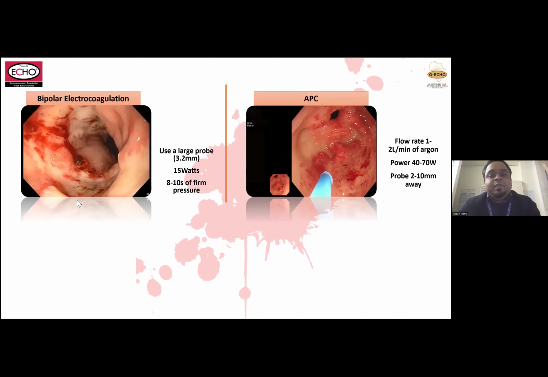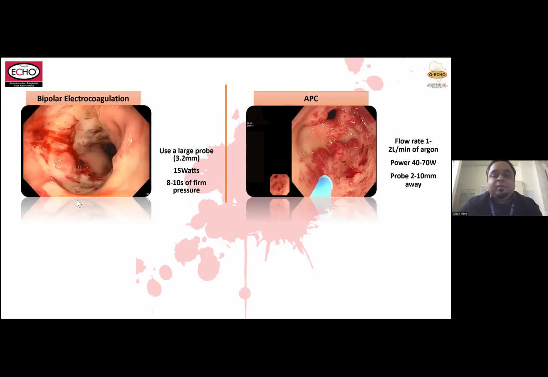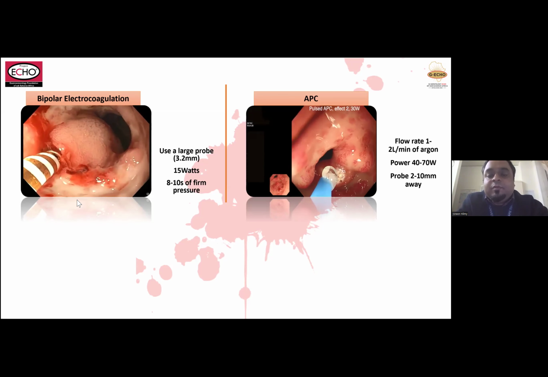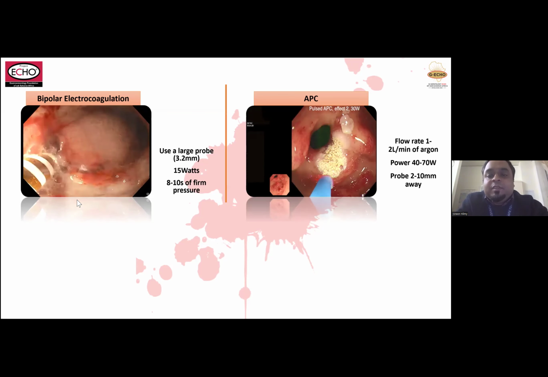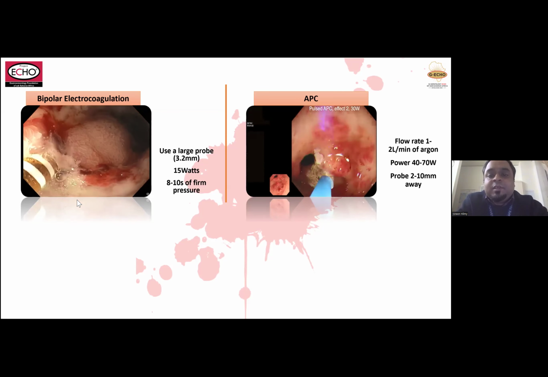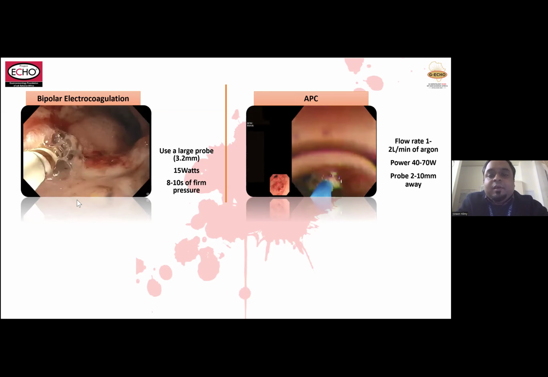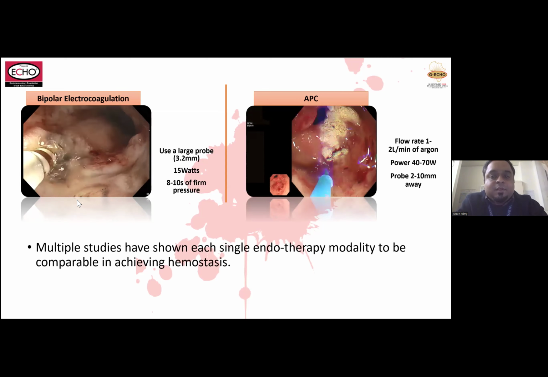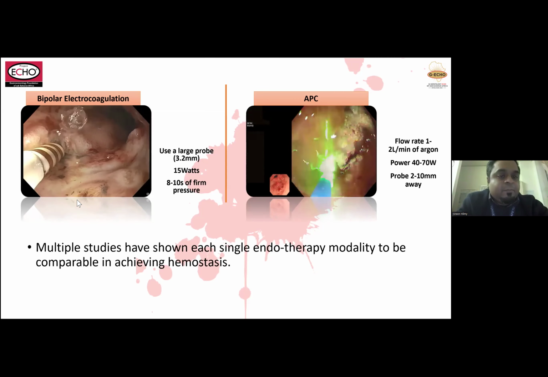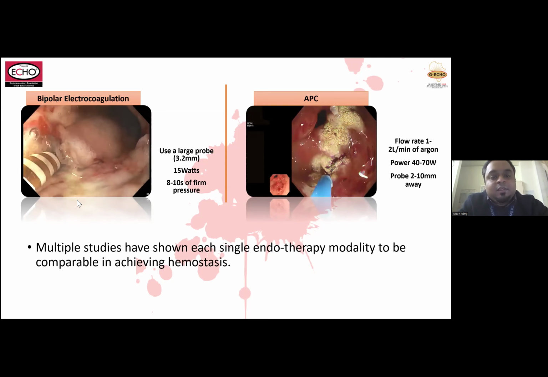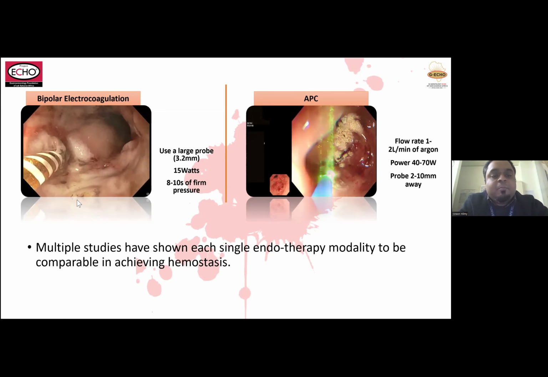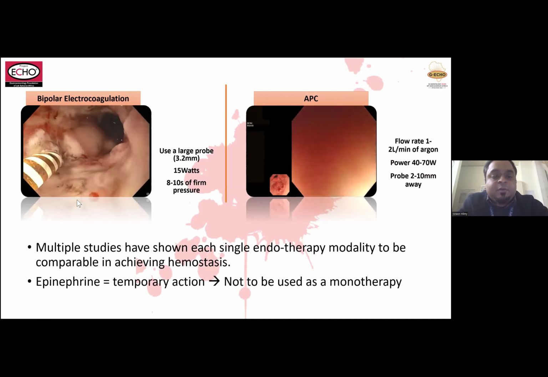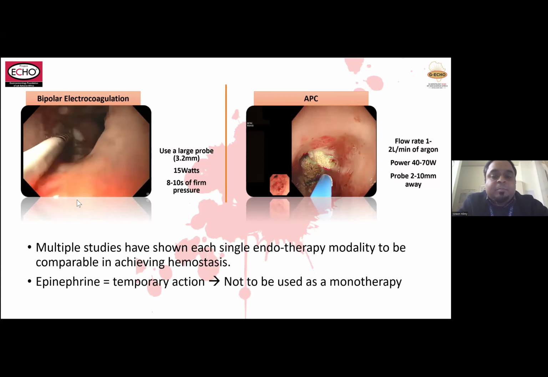And APC, something we are very used to doing. Basically you use argon with a flow rate of 1 to 2 liters per minute, and use a power setting of 40, generally start with 40, and you keep the probe around 2 to 10 millimeters away, and then treat those angiodysplastic lesions. Multiple studies have shown that each single endotherapy modality is comparable in achieving hemostasis, except for the epinephrine injections, which are temporary, and should not be used as monotherapy.